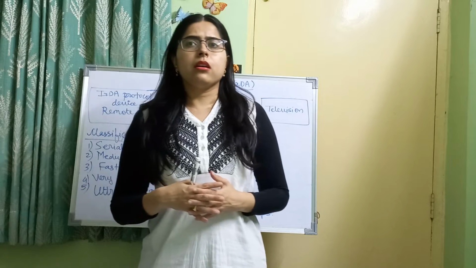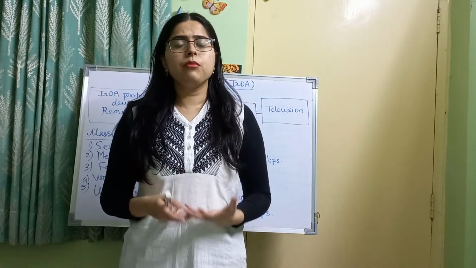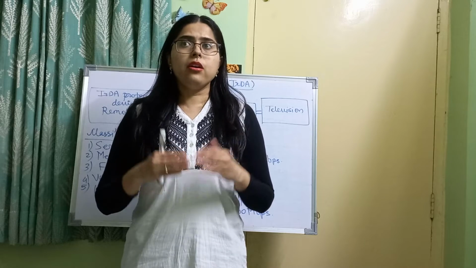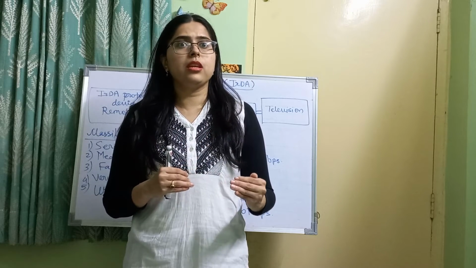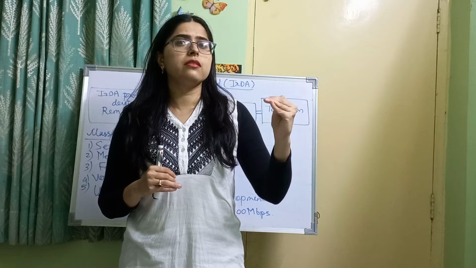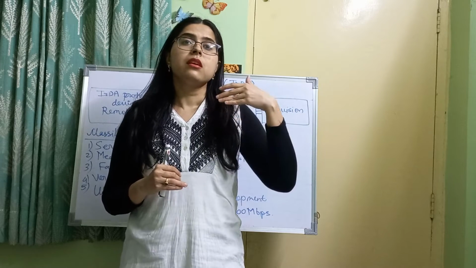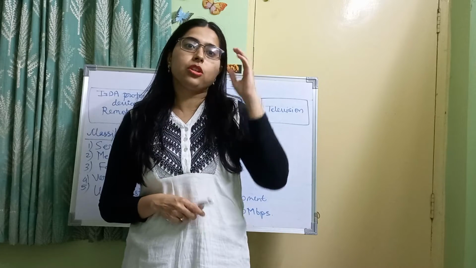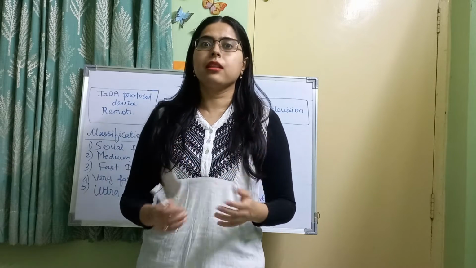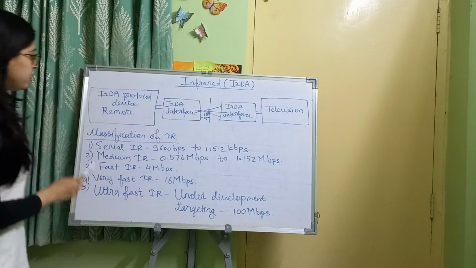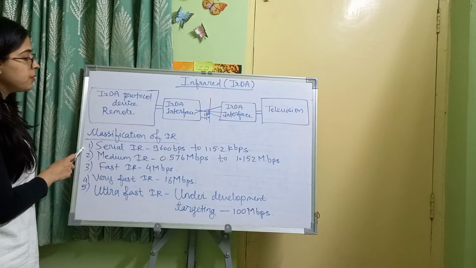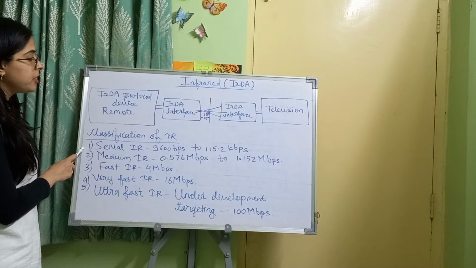Now, the infrared communication is classified into various types according to the speed of communication, which ranges from 9.6 kbps to 16 mbps. Various speeds are there in infrared communication, and according to those speeds, they are classified as follows. First is the serial infrared communication, in which we are transmitting 9600 bits per second to 115.2 kilobits per second.